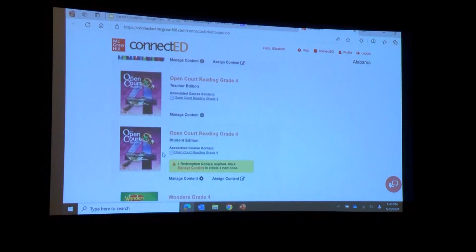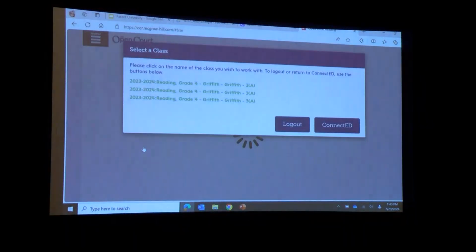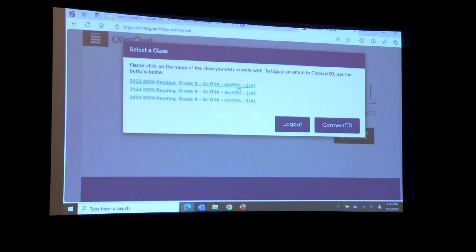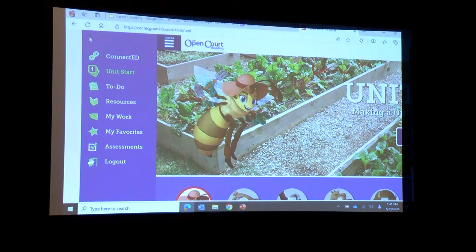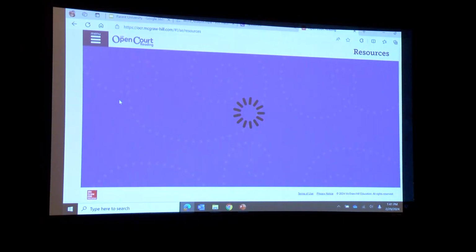Okay, so I'm going to pull up the student edition. And this is what their screen will look like. And a lot of times during that workshop session that she was talking about, they also have the online component that they can use their devices for and log in, and there's different activities and things that the teacher can assign. But if you look over here at the side, they have a to-do, and that's where their teacher will assign them something. They have the resources section.